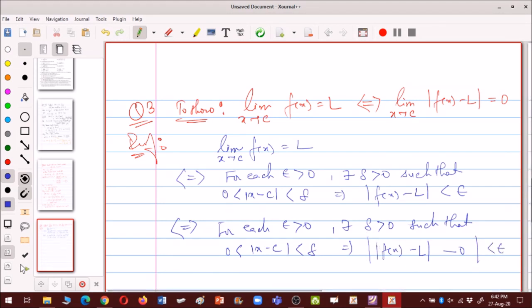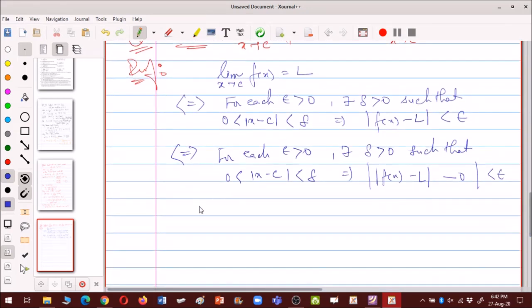So this is now my function. This is function minus 0 less than epsilon. So this is equal to this. So I can rewrite this in the form of this. So now by definition of this, it follows that limit x tends to c |f(x) minus L| is equal to 0. So this is the proof of question number 3.